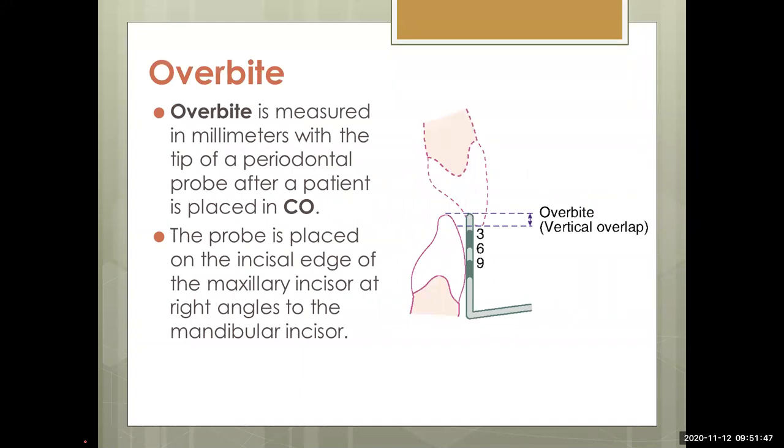So overbite is measured in millimeters with the tip of the periodontal probe after the patient is placed in centric occlusion. So they're biting down and you're supposed to be taking the probe and sticking it between the two teeth, maxillary and mandibular, okay, and taking a millimeter reading. Now, we're not doing that in clinic. What we're doing is we're dividing the tooth up into thirds, and we're going to have a slight, a moderate, or a deep or severe overbite. Slight, moderate, deep.